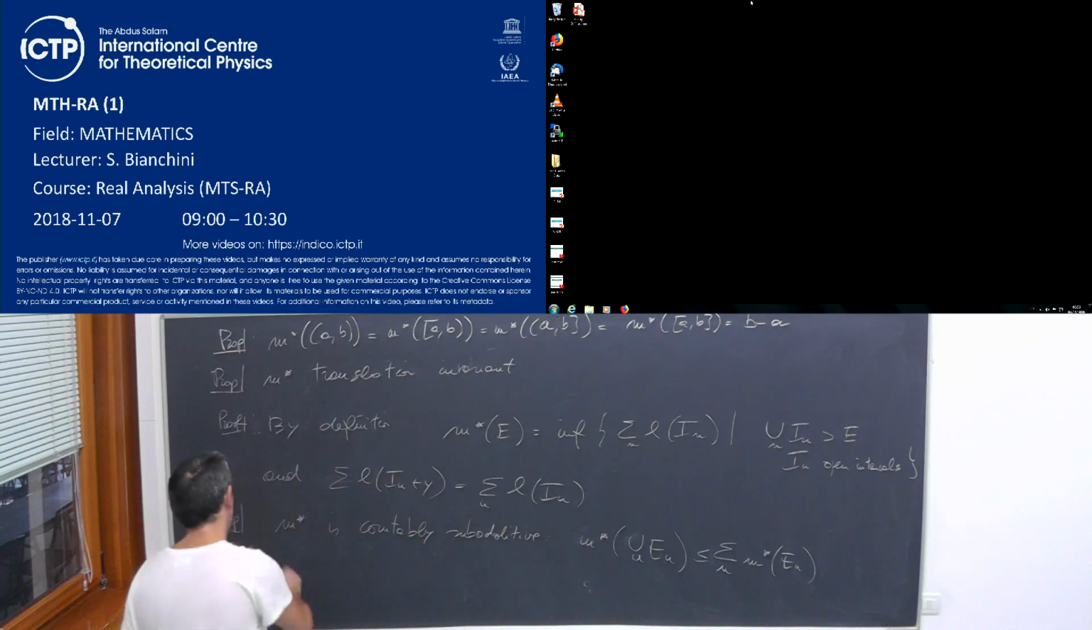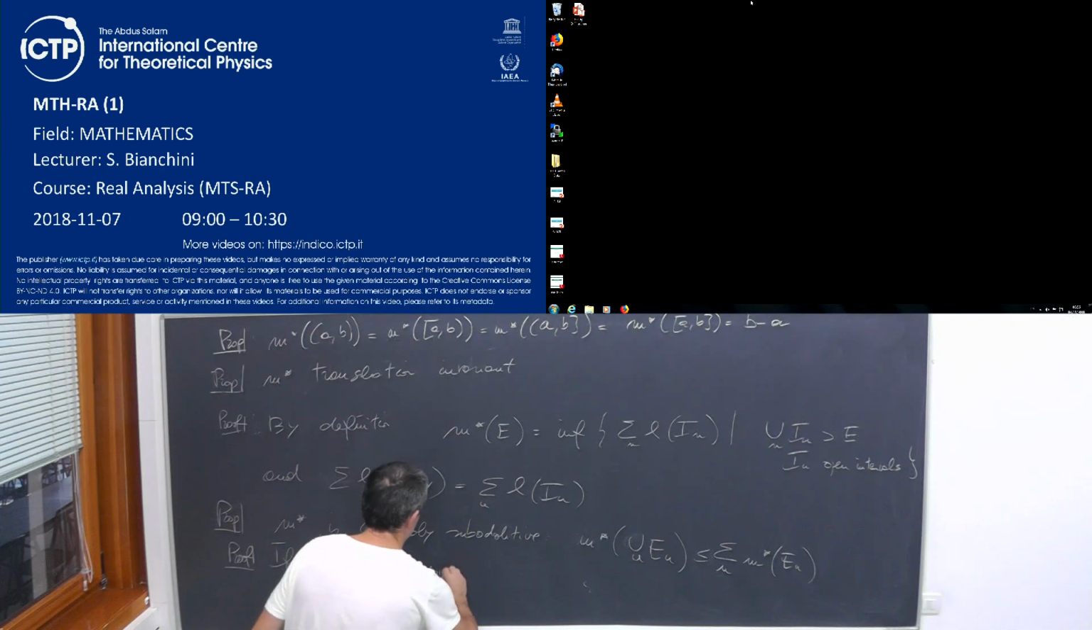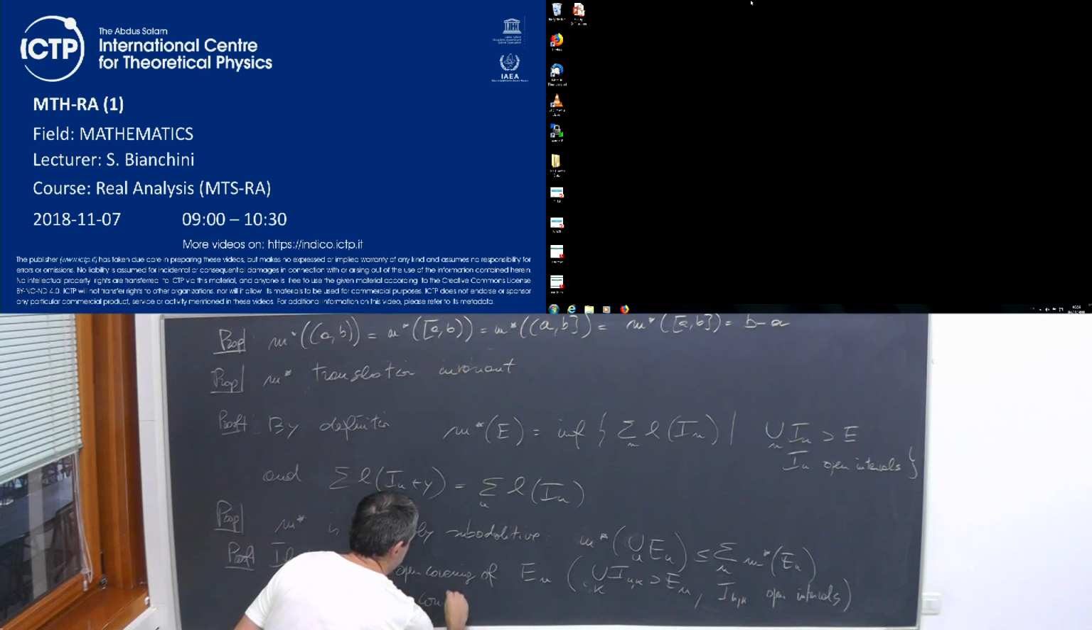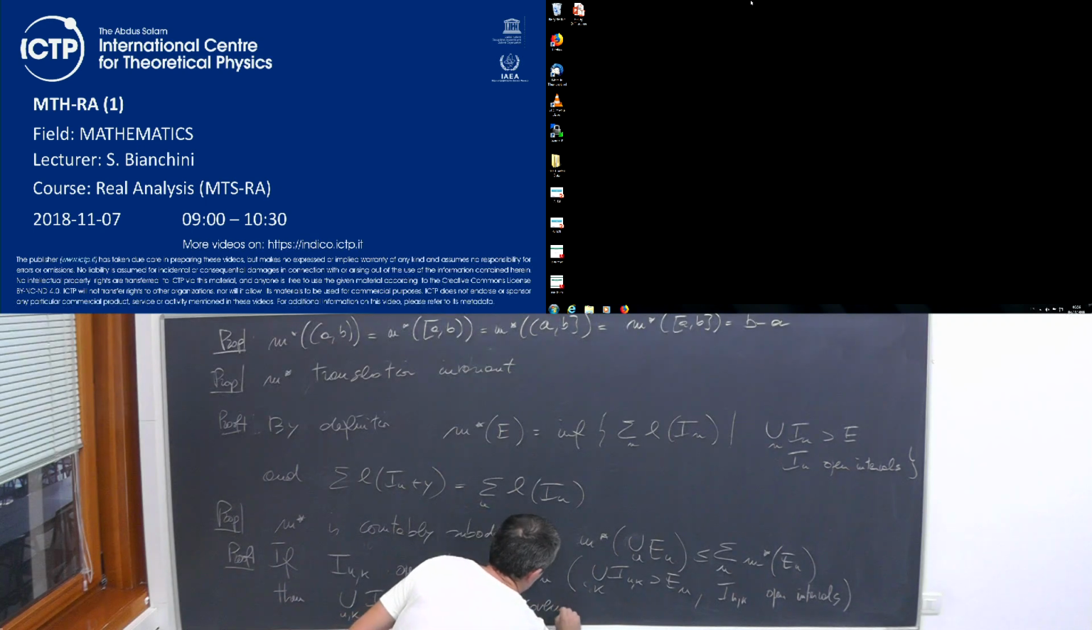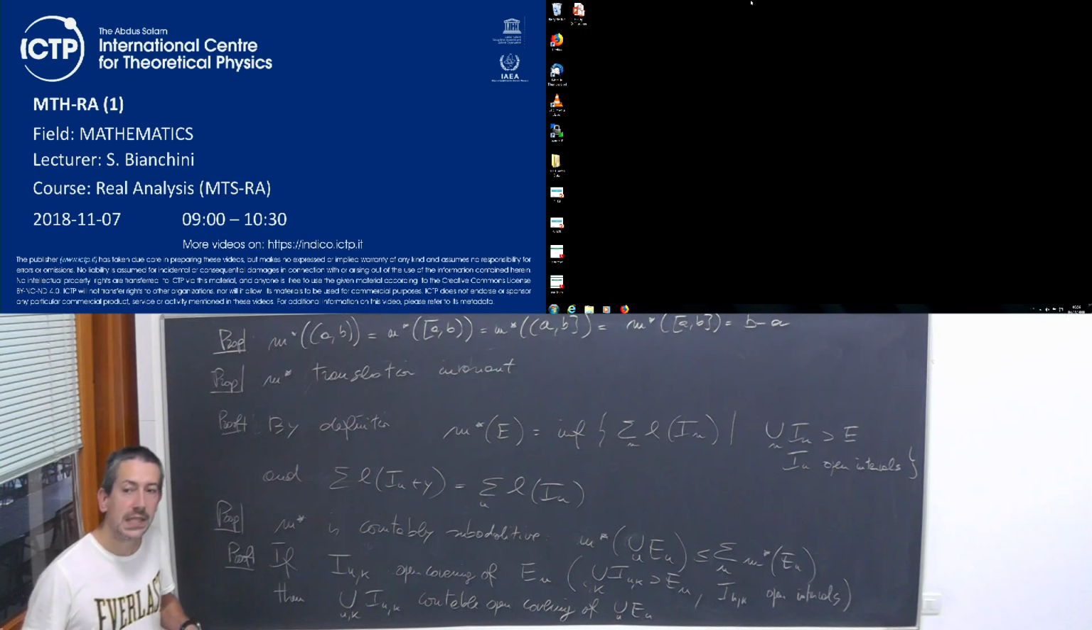Okay, so if I_{n,k} is an open covering of E_n, which means that the union over k of I_{n,k} contains E_n, and the I_{n,k} are open intervals, then the union over n,k of I_{n,k} is a countable open covering of the union of E_n. Do you agree? Yes. Okay, so that's the key point, but still there is a trick.